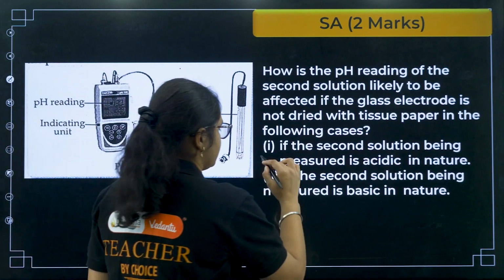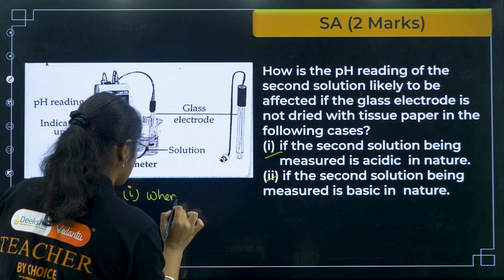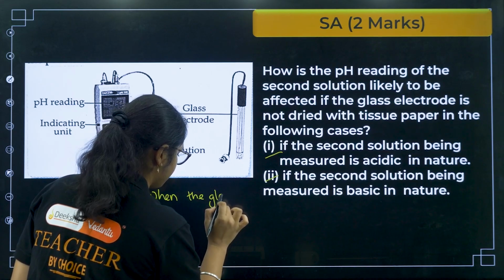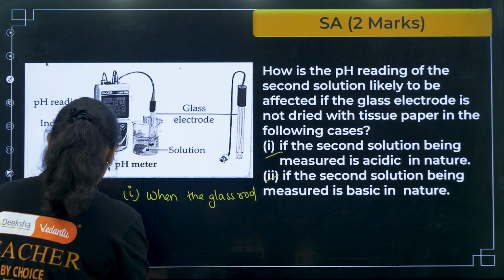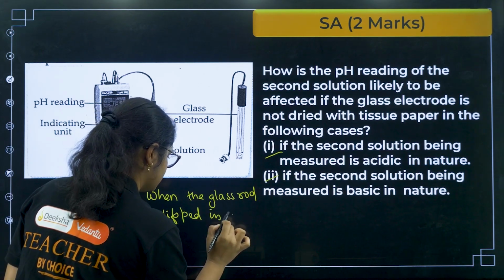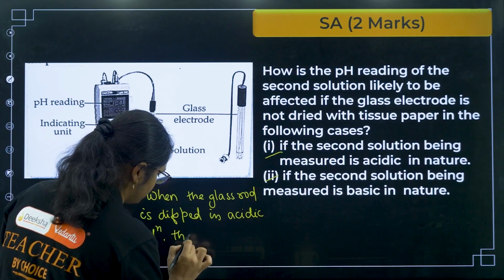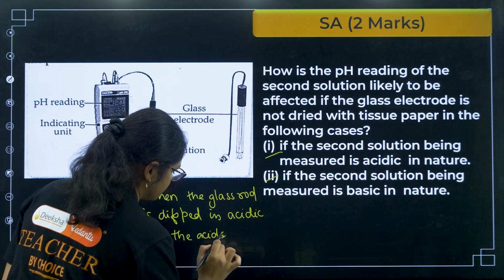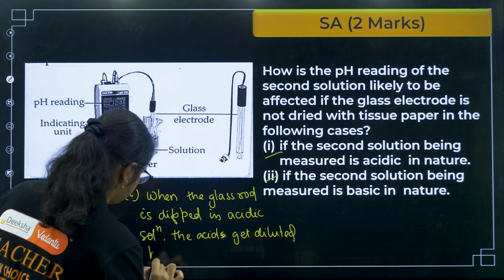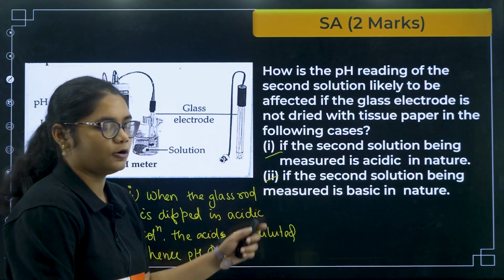Yeah, this was the question that I have already answered you. So let me tell you in detail here. When the glass rod is dipped in acidic solution, the acid gets diluted, hence pH increases. Okay, same way you can write for the second part.